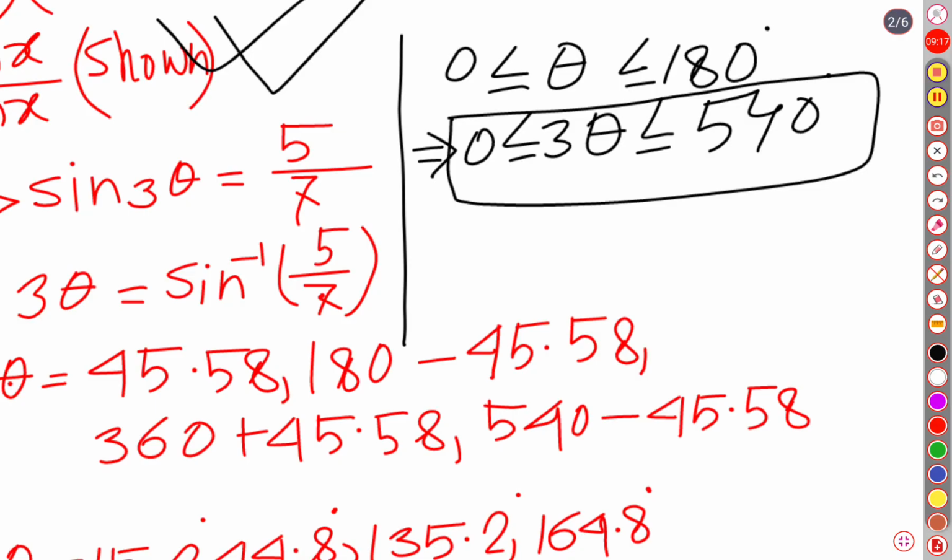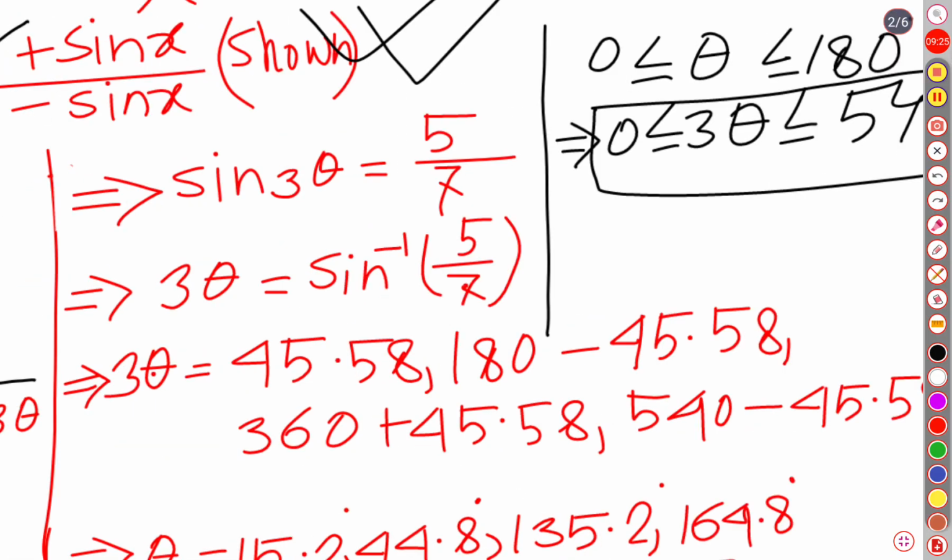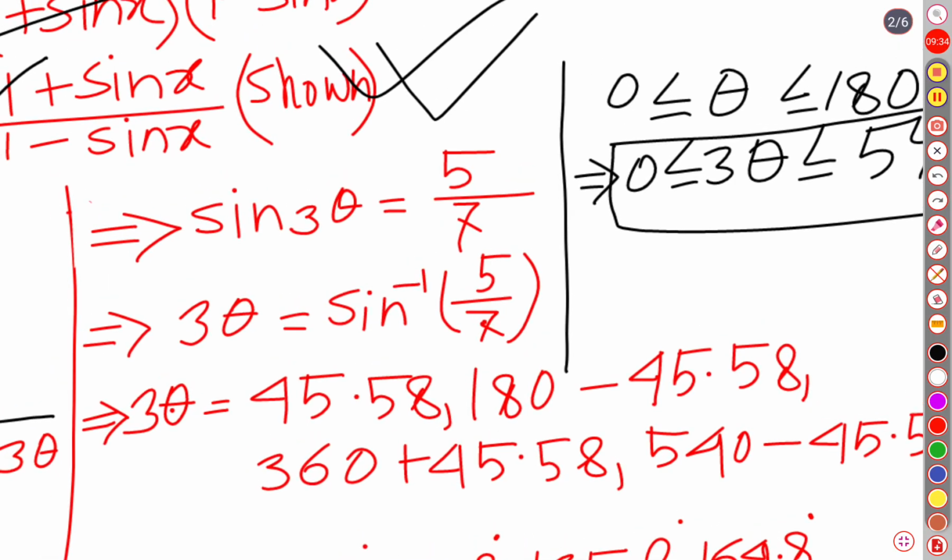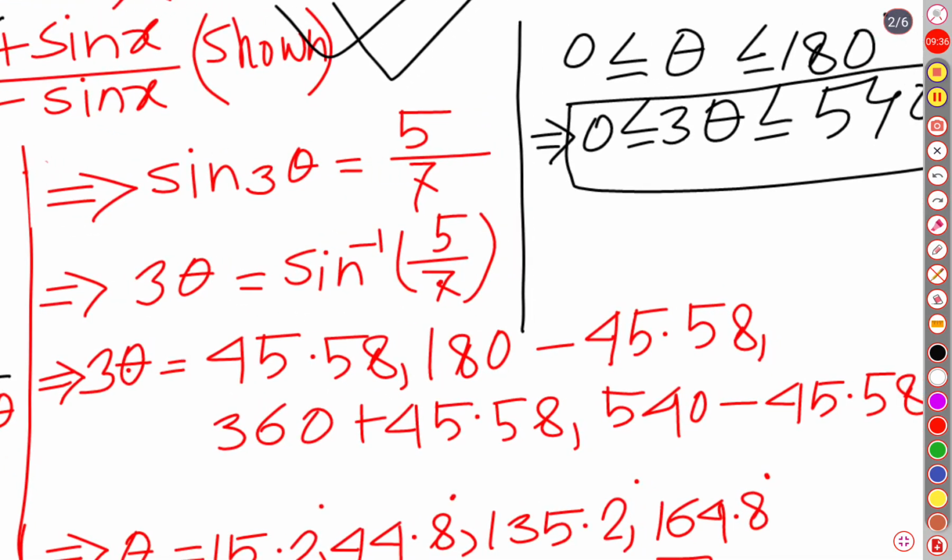Now, using our calculator, we will find the value of sine inverse of 5 over 7. Using your calculator, you can find sine inverse of 5 over 7 is actually 45.58. This is the actual value. So our basic angle is 45.58.